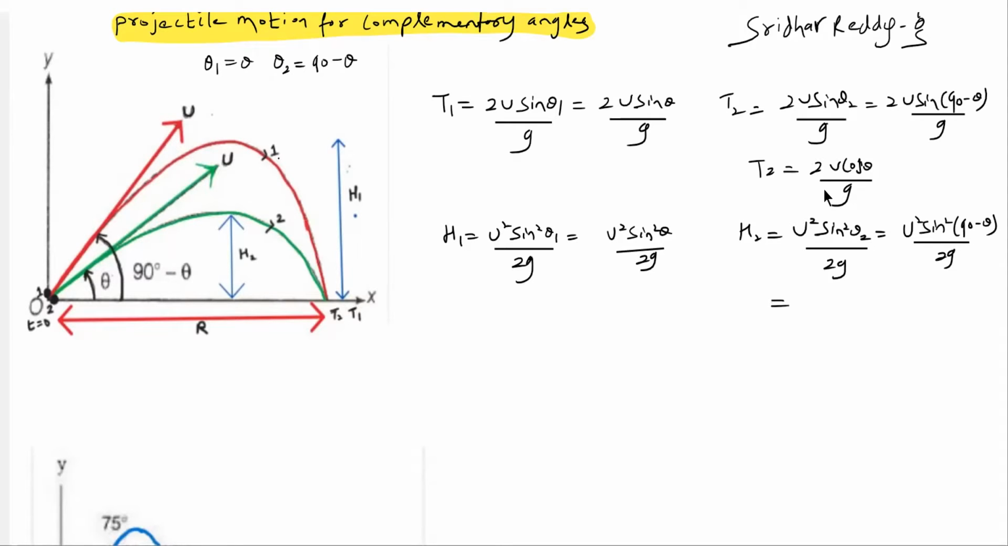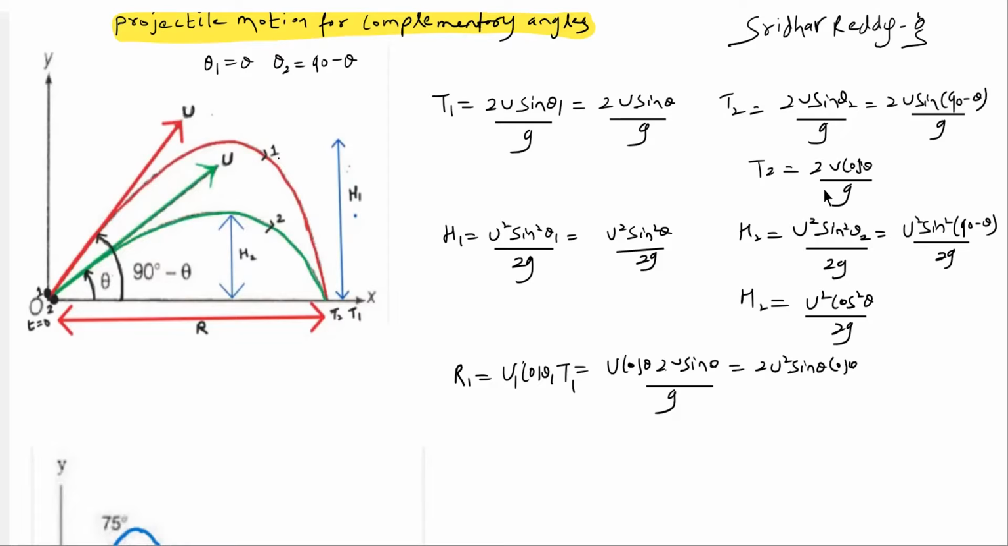We'll compare the maximum height ascended. H1 equal to u square sine square theta 1 by 2g, which is u square sine square theta by 2g. H2 equal to u square sine square theta 2 by 2g, which is u square sine square of 90 minus theta by 2g, which is again u square cos square theta by 2g. So what do we expect now? Time of flight, they'll be different.